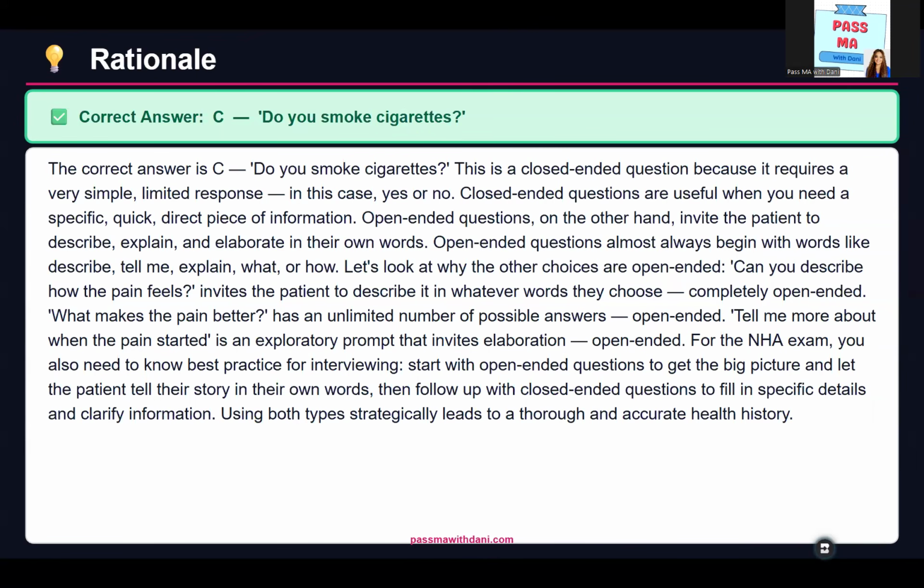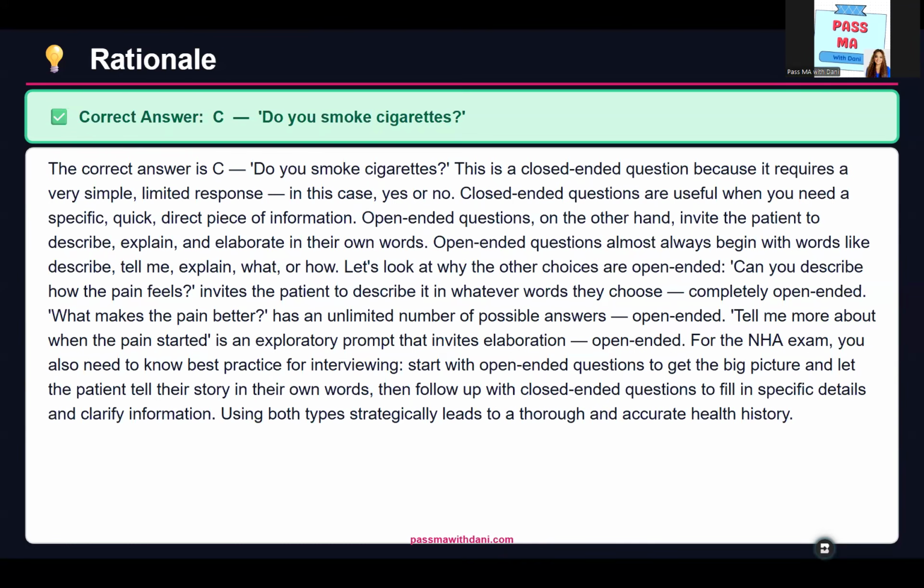Now, the answer for this one is actually C. Do you smoke cigarettes? Okay, this is a close-ended question. Close-ended questions require simplistic answers. Yes, no. Okay, you don't need more details. It's just a yes or no. This is where you just want a specific, quick, direct piece of information.